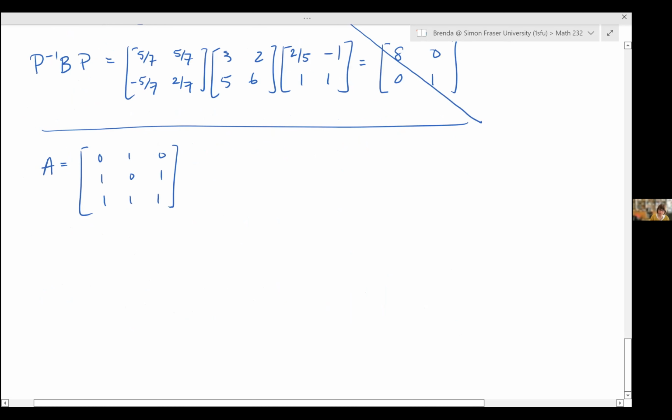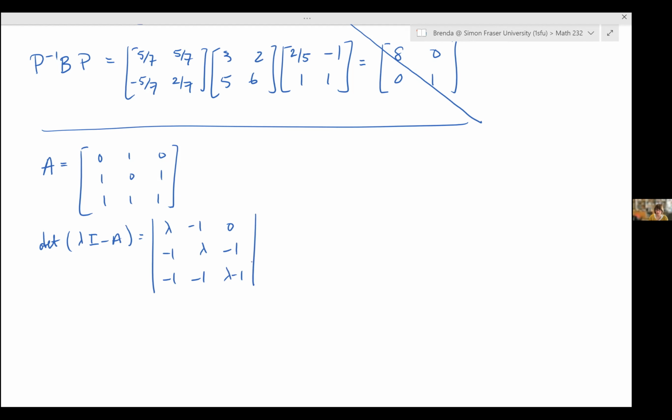So we do exactly the same thing in the 3x3 case. We take a look at det of lambda I minus A, and that is going to be the determinant of lambda minus 1, 0, minus 1, lambda minus 1, minus 1, minus 1, lambda minus 1. Again, it's a good idea to stop the video and investigate this yourself. I'm calculating the eigenvalues. I'm going to expand along the first row, cofactor expansion.